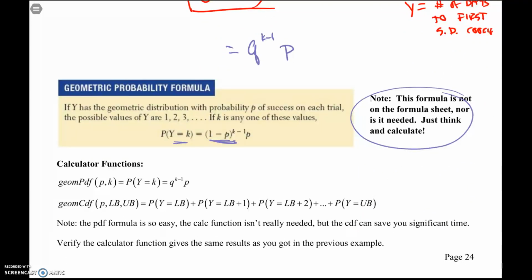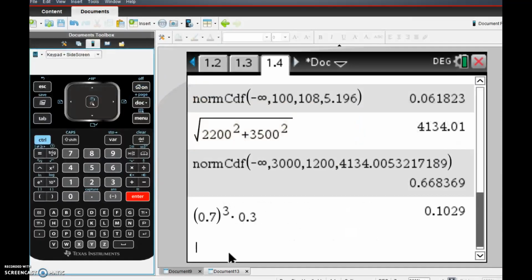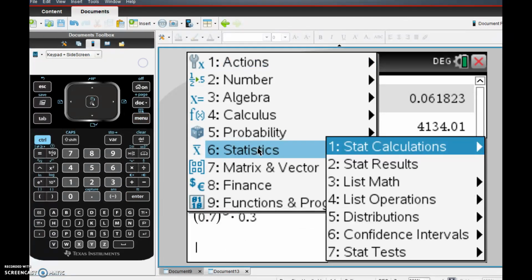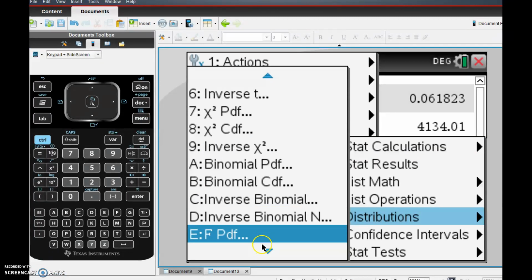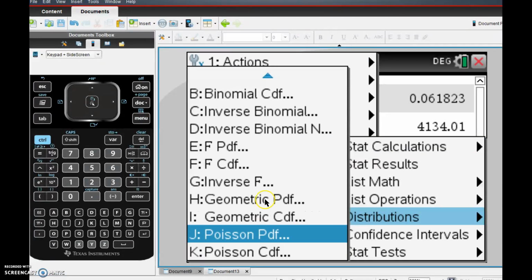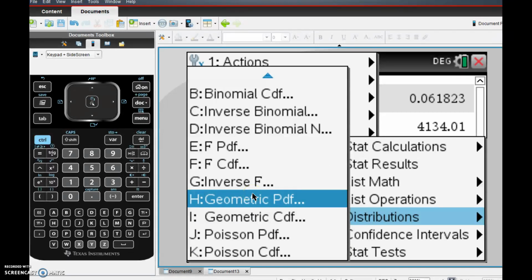Calculator functions. Well, if you use the geometric PDF and you put in the probability and the number of trials, it'll calculate it for you. Just to illustrate, we get this 10%. By the way, I would never use the geometric PDF because it's so easy you don't even need to. But let's illustrate it.